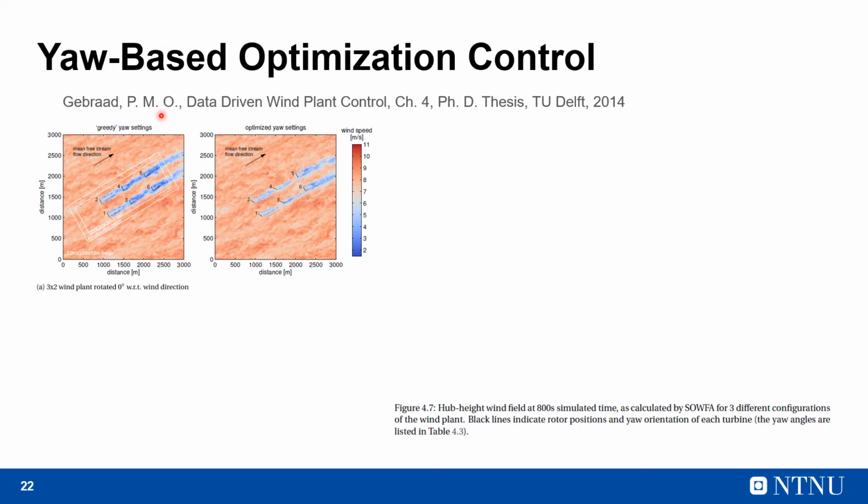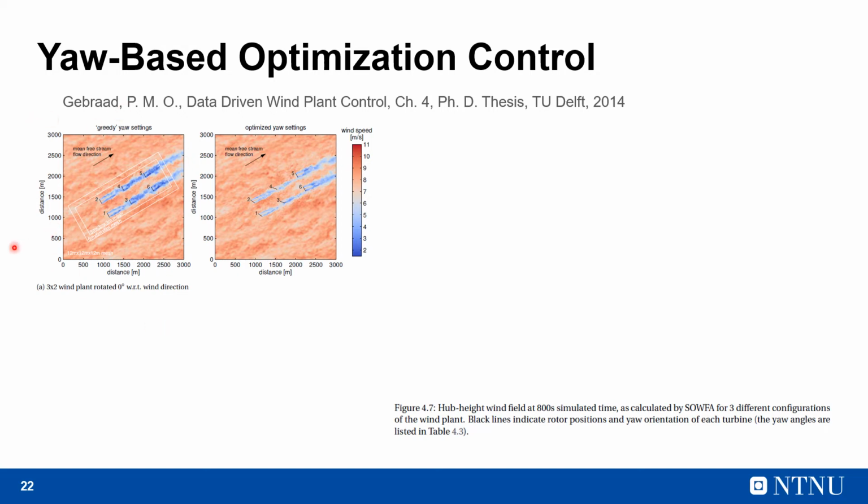In the first section, the velocity field simulated in SOFA for greedy yaw settings of the wind turbines is presented, and in the second figure, the velocity field due to the optimized yaw settings that we discussed is presented. Greedy yaw settings refer to the fact that the rotor plane is perpendicular to the wind direction, which enables the individual turbine to extract maximum energy from the wind. And the optimized yaw settings are based on the control inputs using the yaw-based optimization control methodology.